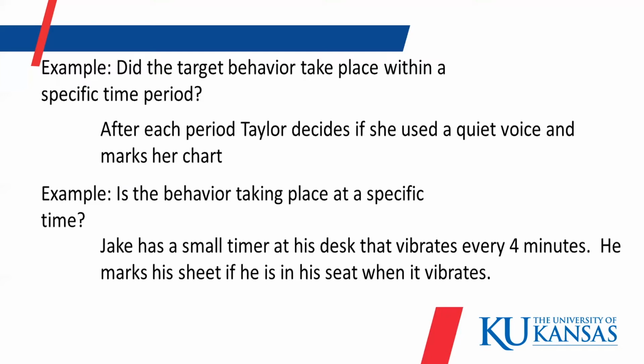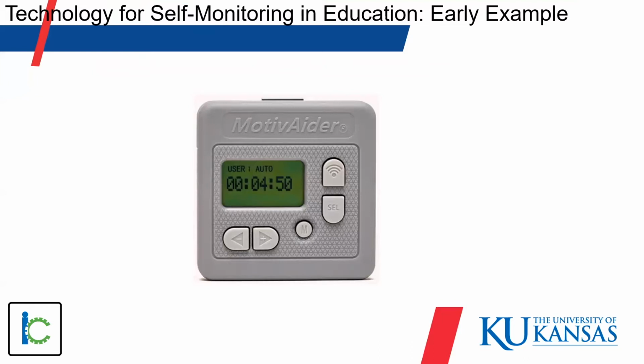Finally, self-monitoring can be used to track if a behavior is taking place at a specific time. For example, Jake has a timer that vibrates every 4 minutes, and he marks his sheet at the end of each 4-minute interval, whether he's been in his seat or not. Early technology, such as this motivator, was used to cue or prompt a student of when to record. More recently, technology has been used with a growing number of apps on the market that in various ways can be used to aid self-monitoring.